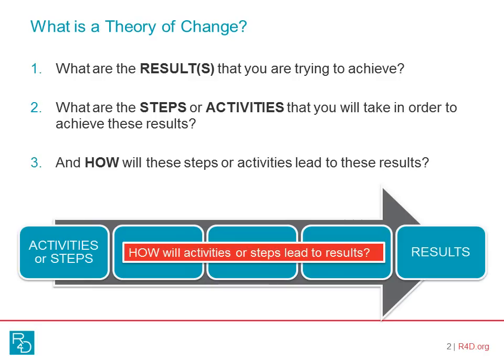A simple theory of change often takes the form of a linear pathway, such as the one in the presentation, with results defined on one side and activities on the other. And the assumptions of how are in the middle, defining a pathway from activities to results.